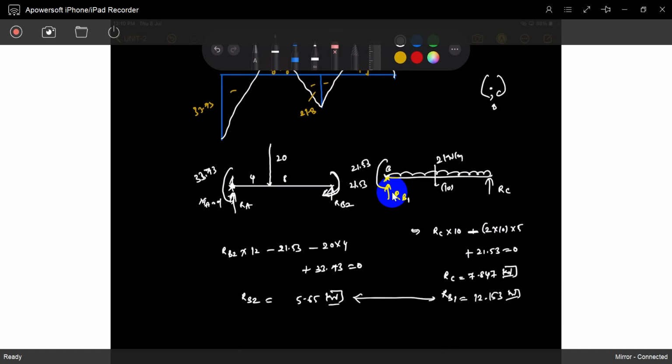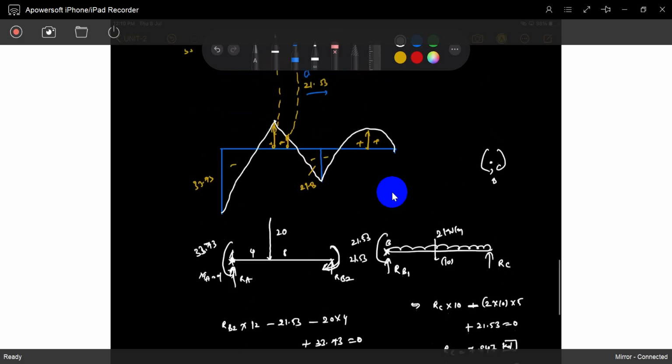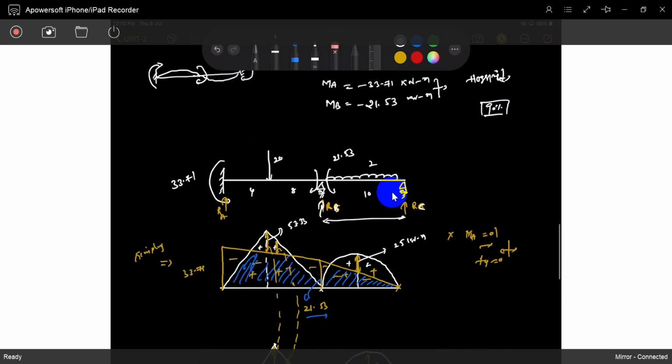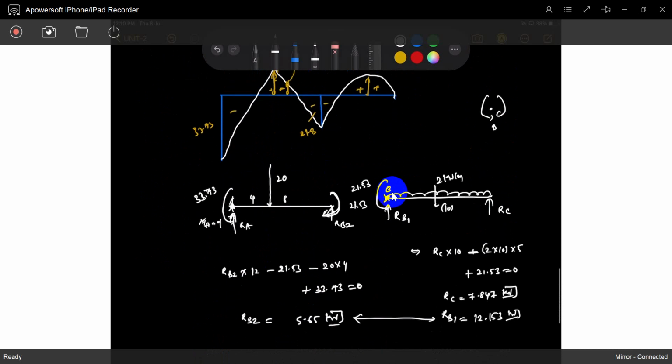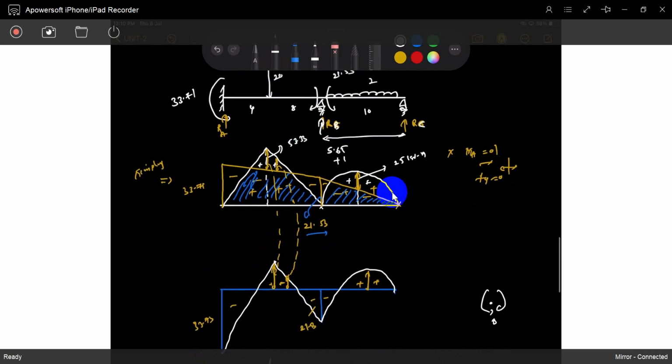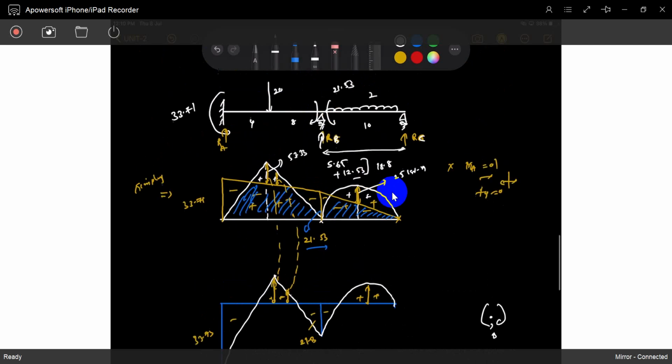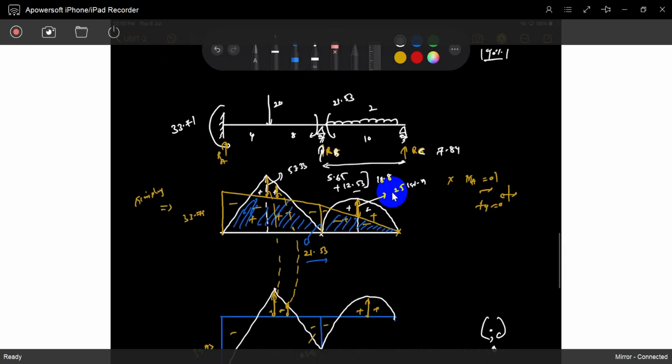So at the support B, reaction is produced. Some reaction balances BC, some reaction balances BA. That is, 12.153 balances BC and 5.65 balances BA. But what is the reaction at B? Both are combined. So RB is 5.65 plus 12.153, which is 17.80. And RC is 7.847.